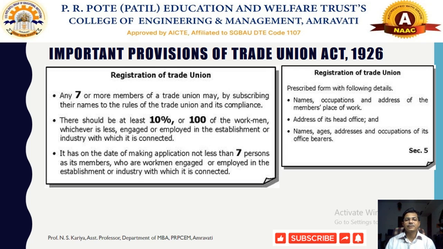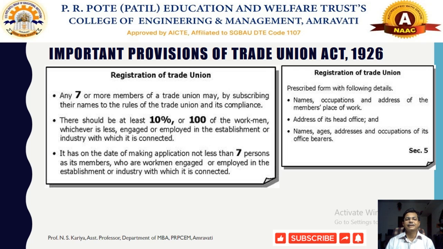There should also be at least 10% or 100 of the workmen, whichever is less, engaged or employed in that establishment or industry with which it is concerned. So a minimum of 10% of employees must be on the roll of that particular trade union, or there will be a criterion of a minimum of 100 workmen engaged or employed in that particular establishment. It has, on the date of making an application, not less than 7% of its members who are workmen employed in that establishment or industry with which it is concerned.